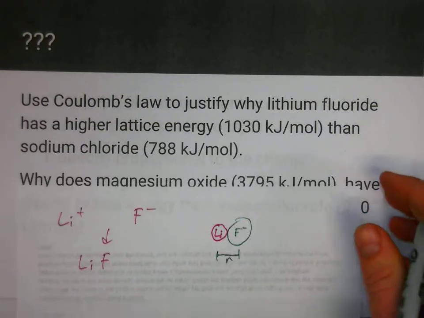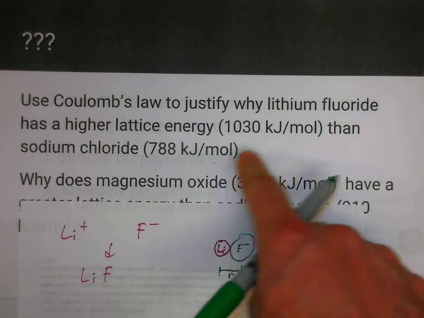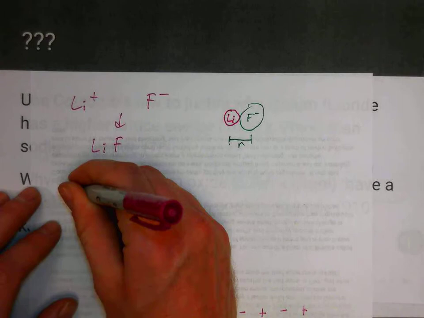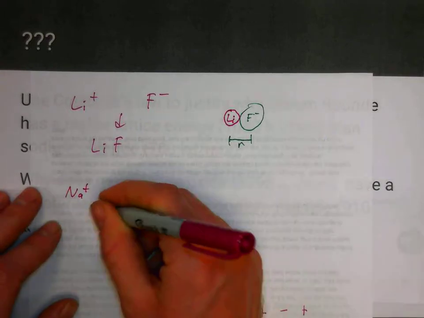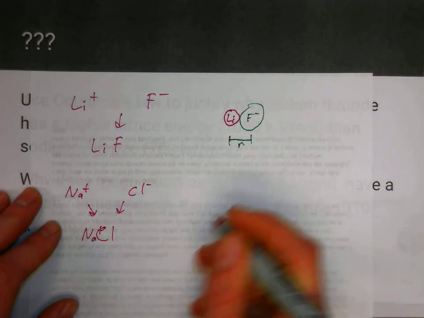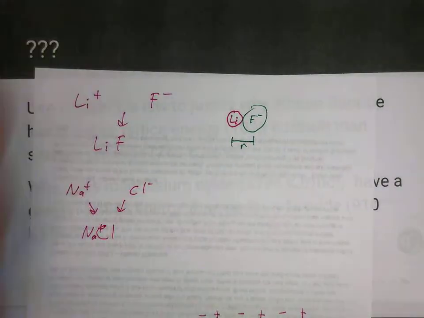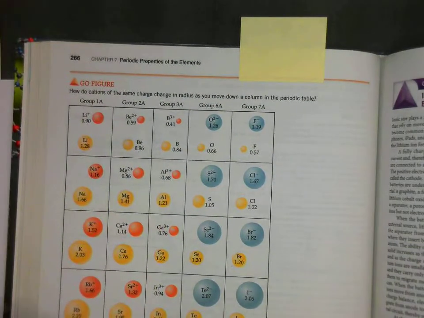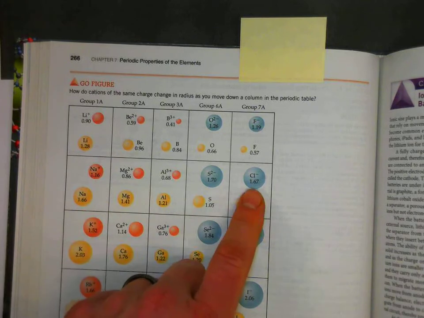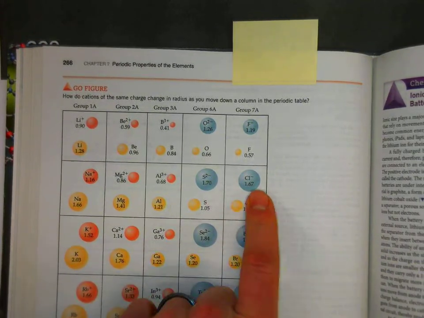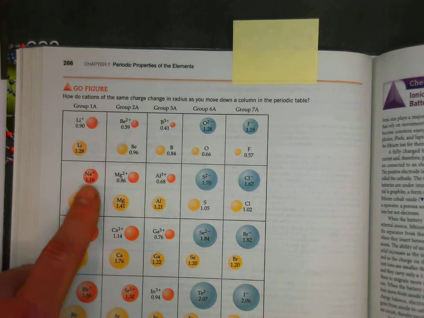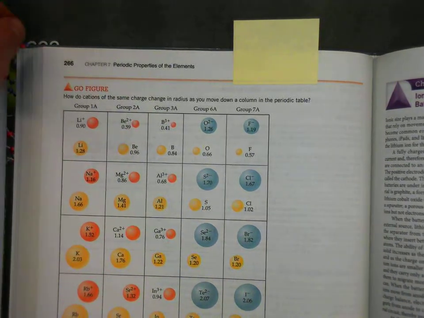All right, now let's consider the other compound here. So the other one is sodium chloride, and so those combine to make NaCl. And so if we consider the sizes here of the ions, here we have sodium, here I have chloride. And we can see that the chloride is quite a bit larger than the fluoride, and the sodium's a little bit larger than the lithium ion as well. So let's go ahead and sketch those out.